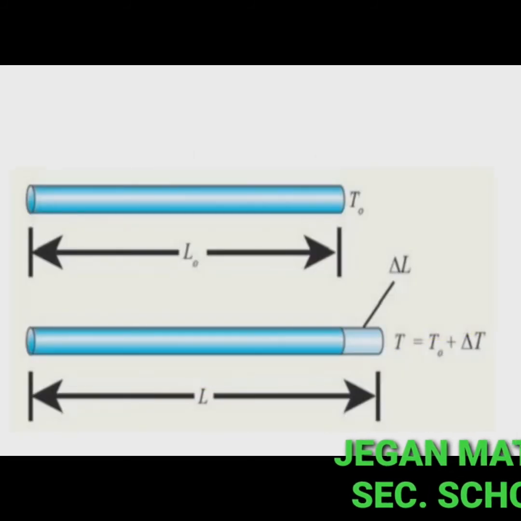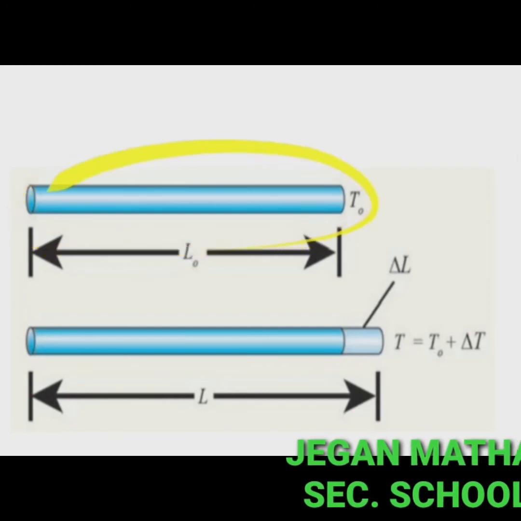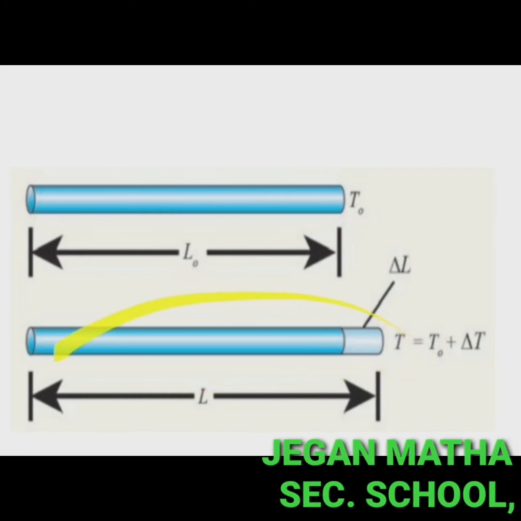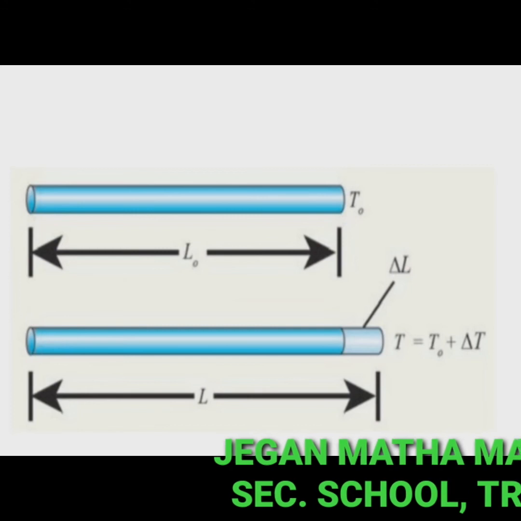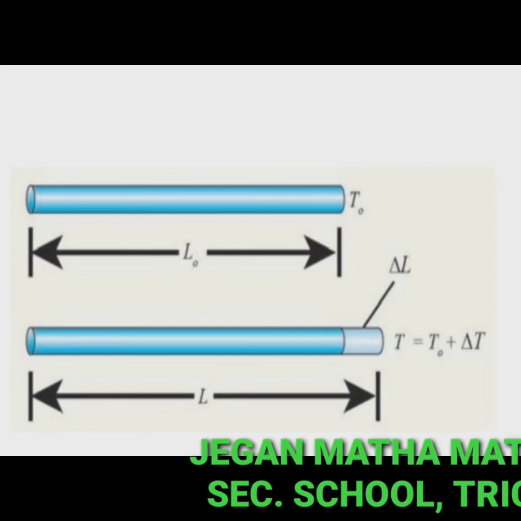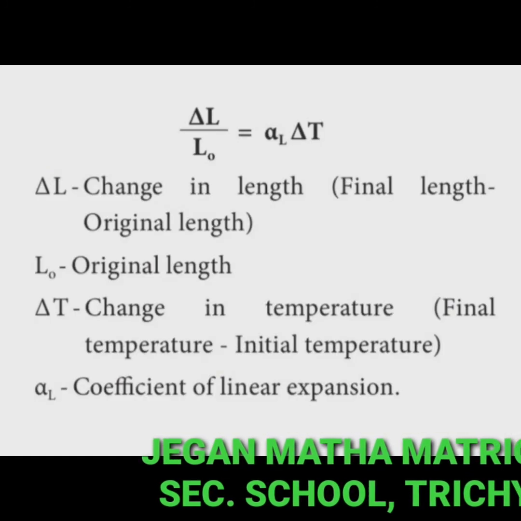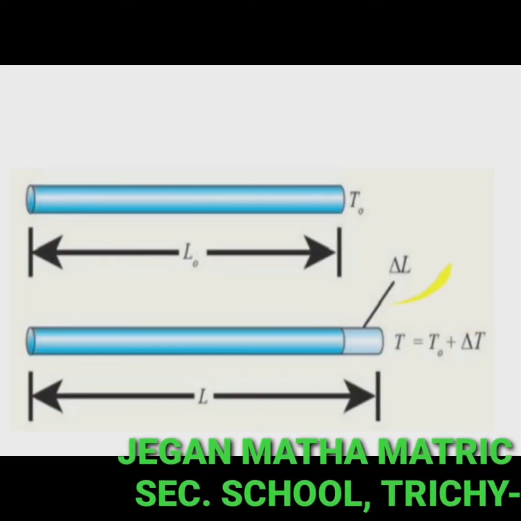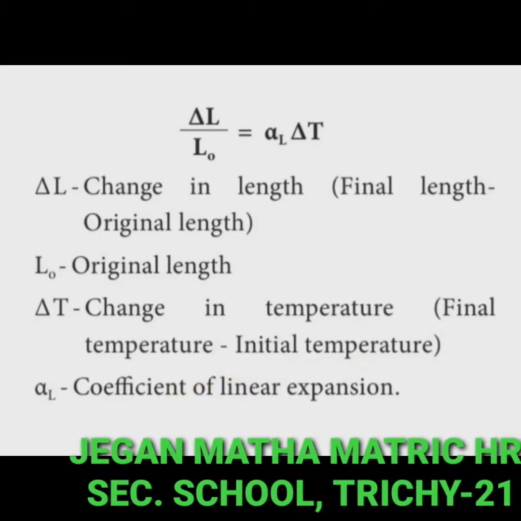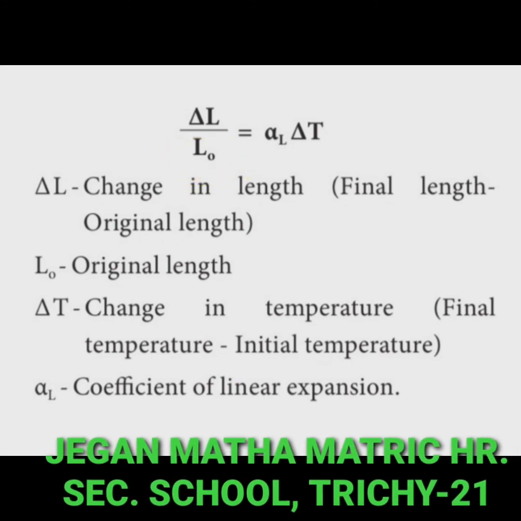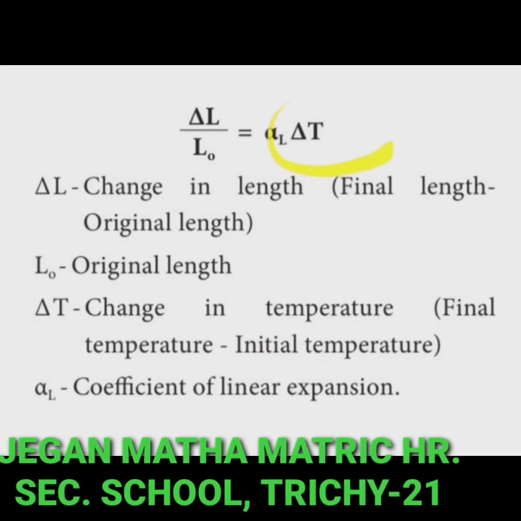So this is linear expansion. When a body is heated or cooled, the length of the body changes. So this is the original length. Then after the body is heated, the length of the body changes due to change in its temperature. So the ratio of increase in length of the body, that is delta L, per degree rise in temperature to its unit length, that is the original length, is known as the coefficient of linear expansion.